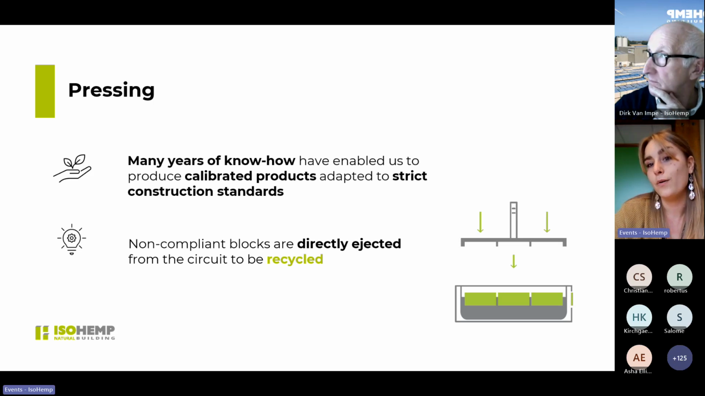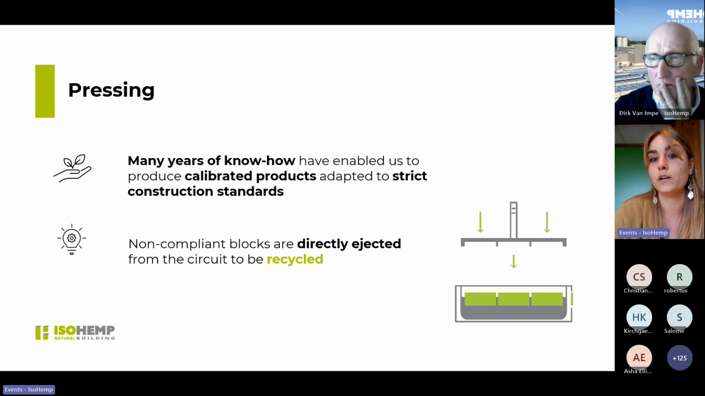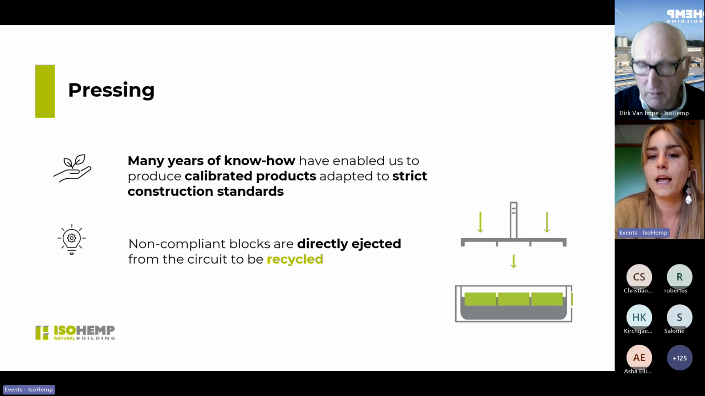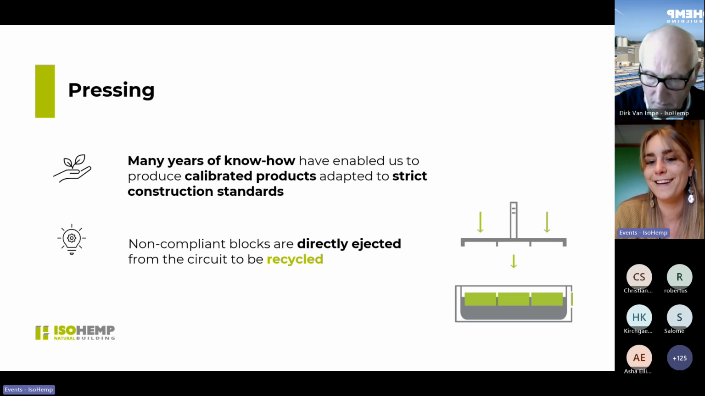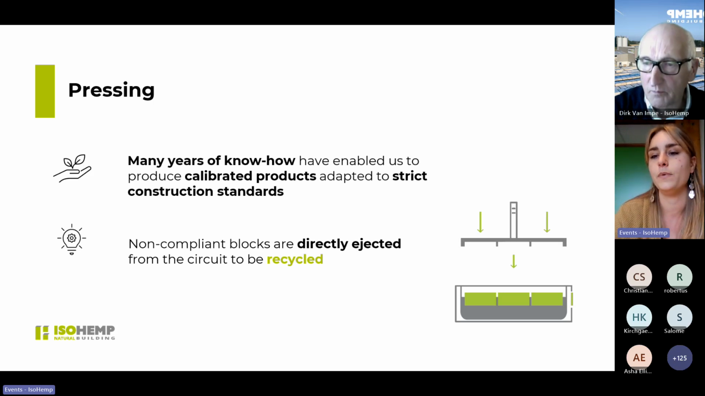Many years of know-how enable us to achieve this new development with the aim of producing calibrated products adapted to strict construction standards. So this step is very important, because this is the stage where the block has its form. And we are able to produce 1,000 blocks per hour, which represents 180 square meters, which is almost 5 houses per day.